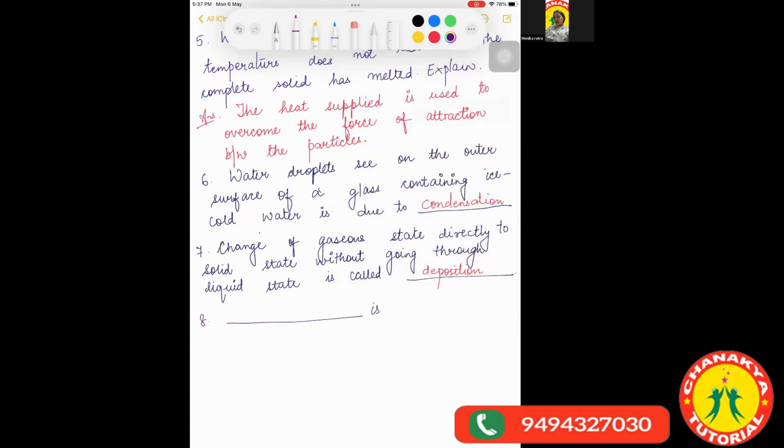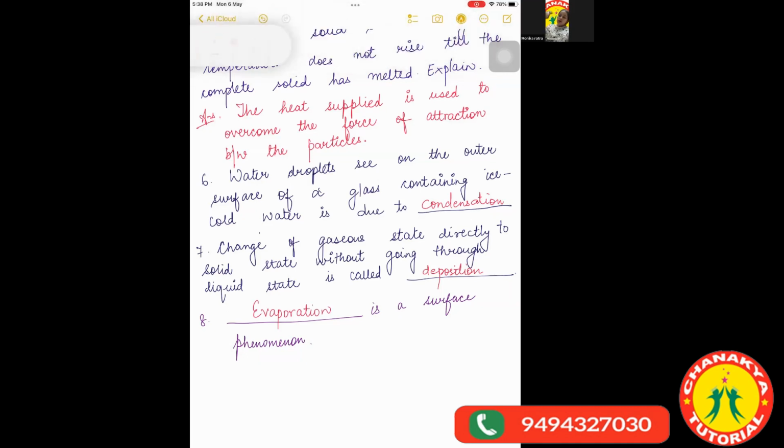Dash is a surface phenomenon. Pranav, are you there? Pranav? Okay. Harshit? Ma'am, evaporation. Right. The answer for this is evaporation. Now, next are the short answer type questions. Let's move to them.